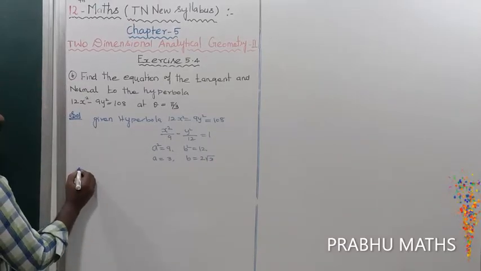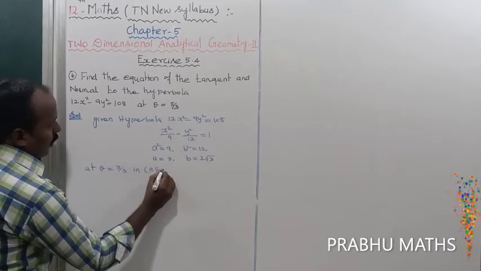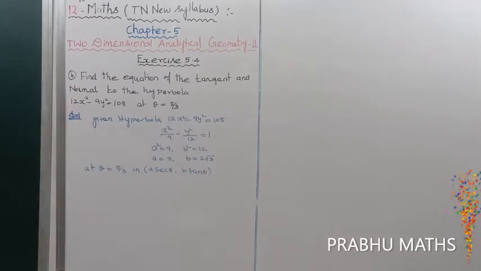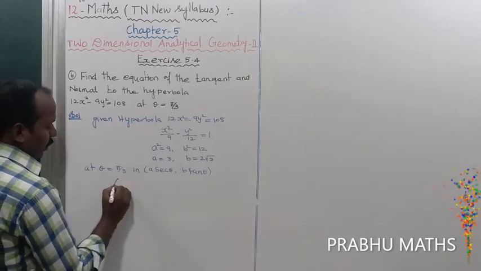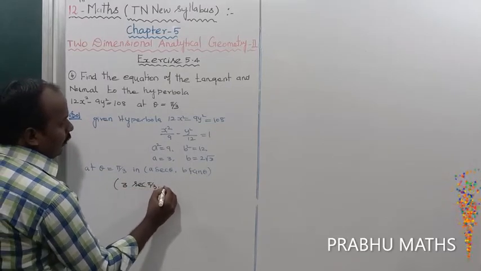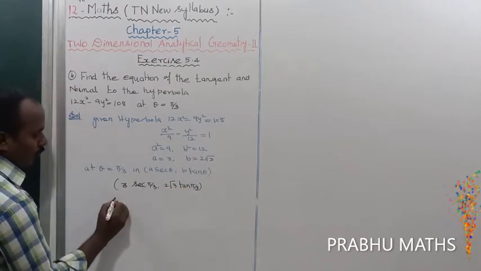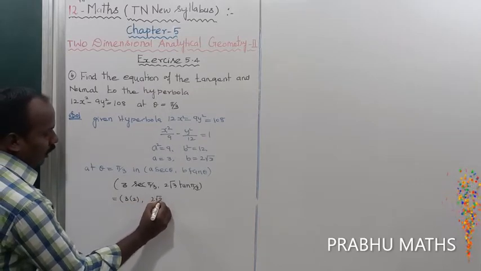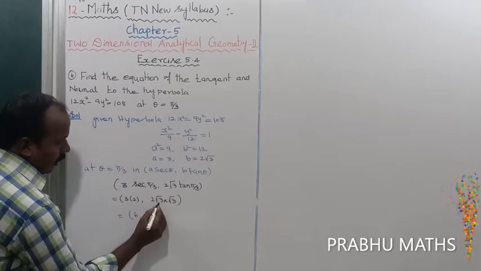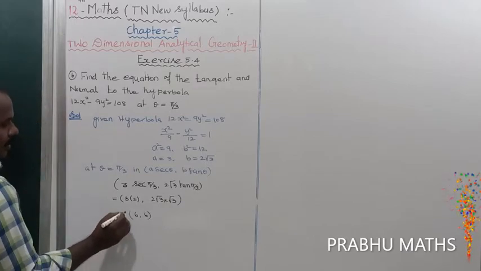So the point at theta equal to pi by 3 is a secant theta, b tan theta. Replacing a by 3, that is 3 into secant pi by 3, and b by 2 root 3, that is tan pi by 3. Secant pi by 3 is 2, so 3 into 2, and 2 root 3 into tan pi by 3, which is root 3. So the point is 6 comma 6, since root 3 into 3 is 3, and 3 into 2 is 6.